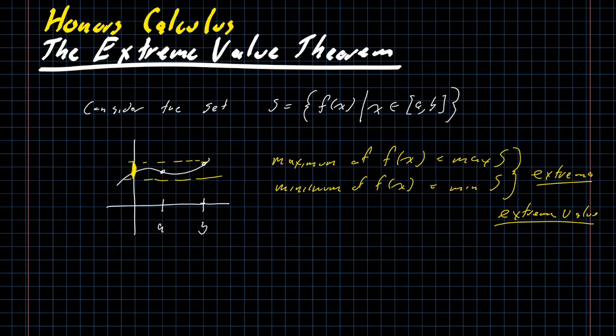Remember, the maximum is an upper bound that appears in the set, and the maximum is always the least upper bound when it exists. The minimum is a lower bound which actually appears in the set, and the minimum is always the greatest lower bound when it exists. We have no guarantee that the maximum and the minimum will actually exist, but when they do, they are worth talking about. The extreme values, the maximum and minimum of the function, right? So extrema or extreme value is the collective term for the maximum and the minimum.